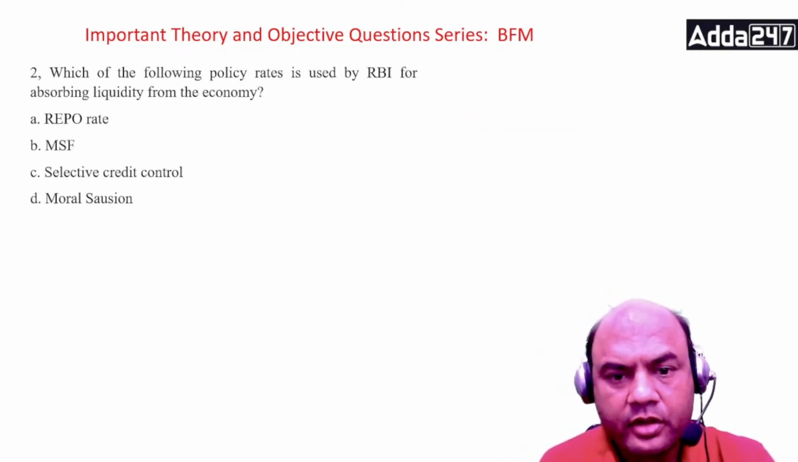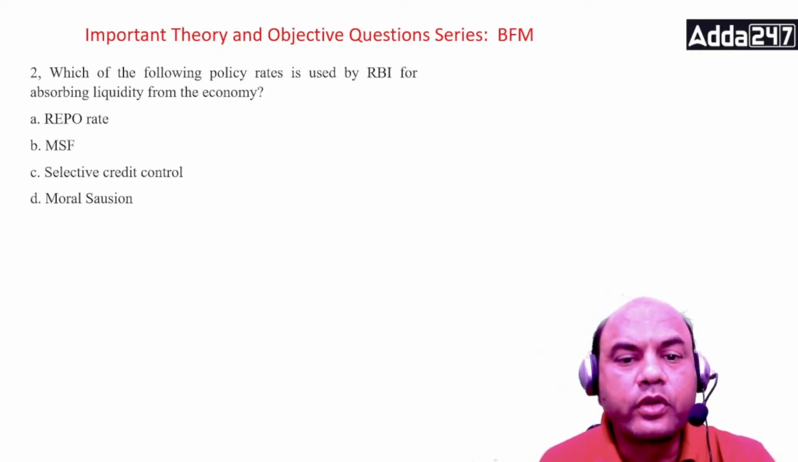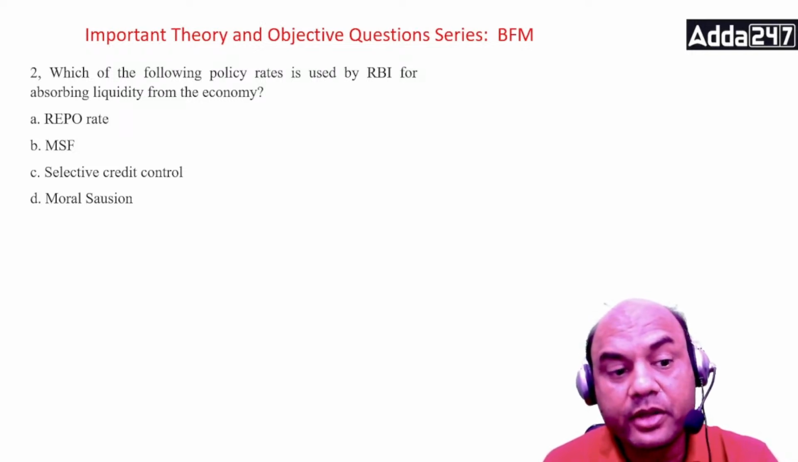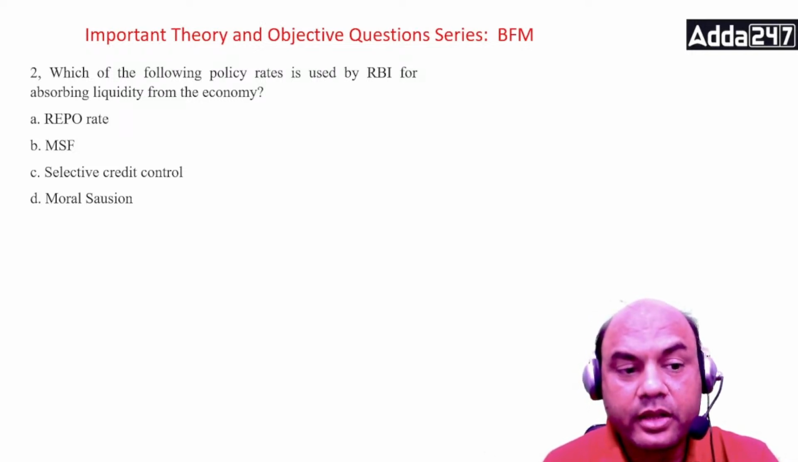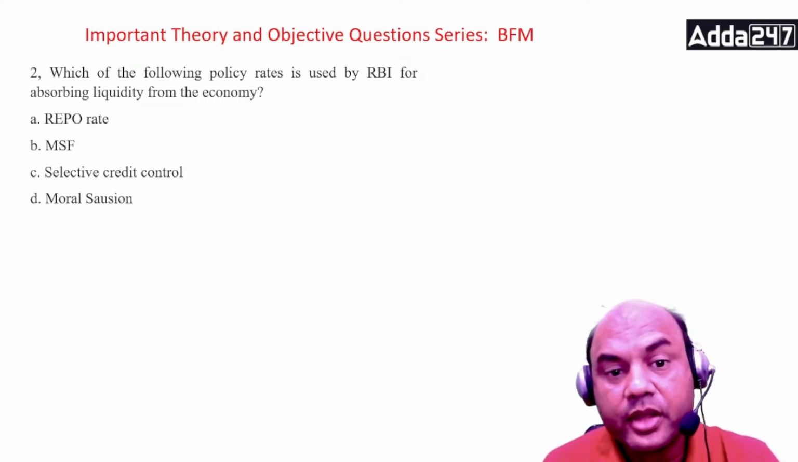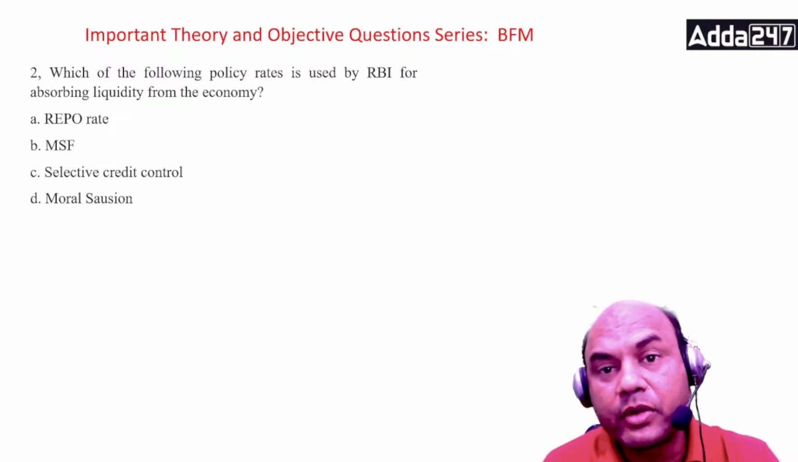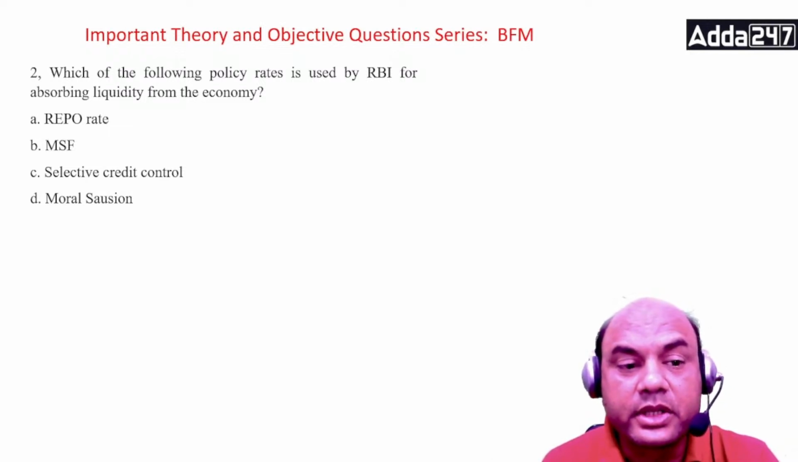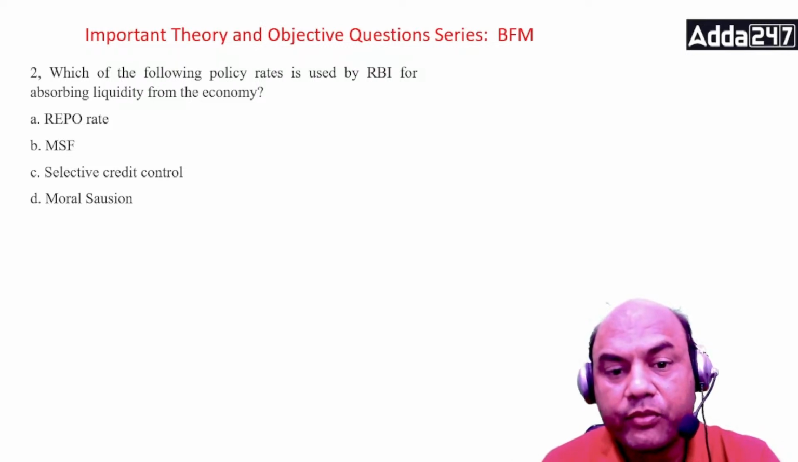Which of the following policy rates is used by RBI for absorbing liquidity from the economy? Repo rate, MSF, selective credit control, and moral suasion. Absorbing liquidity means RBI wants to get money from the system. So which of the policy rates is used? Think about it, each one.